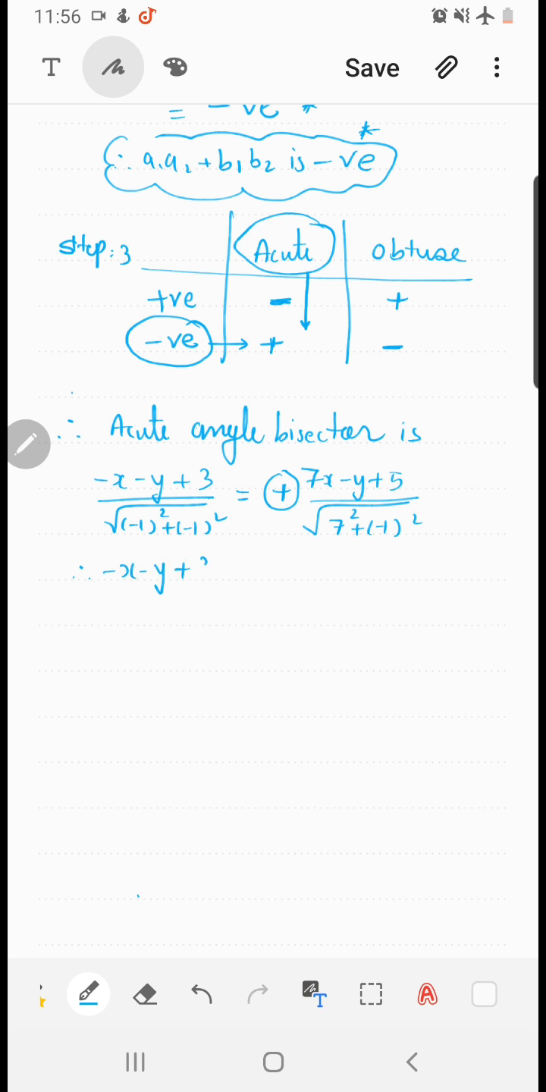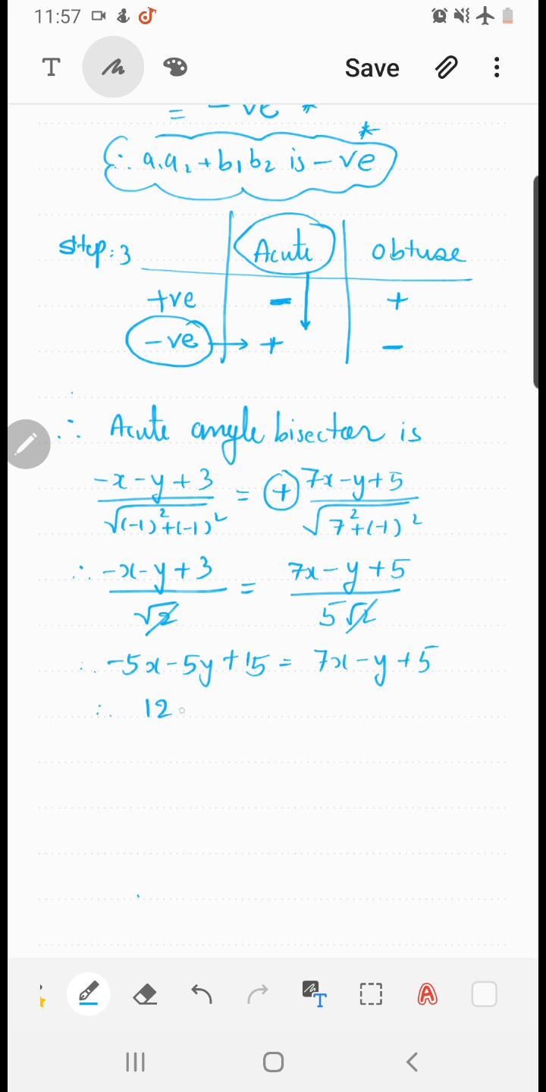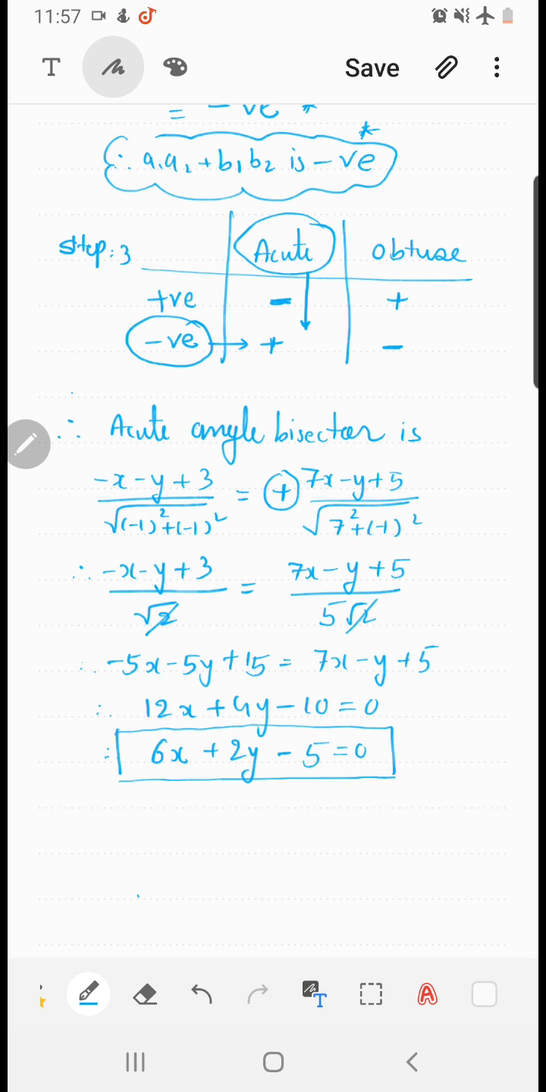I get (minus x minus y plus 3) upon root 2 is equal to (7x minus y plus 5) upon, it would be 5 root 2, as it is going to give me 50. So root 2 gets cancelled. Let's cross multiply. I get 5 times (minus x minus y plus 3), 5 3s are 15, is equal to 7x minus y plus 5. If I arrange it, I get 12x plus 4y minus 10 equal to 0. Let's divide by 2. I get 6x plus 2y minus 5 equal to 0. And I got the acute angle bisector.